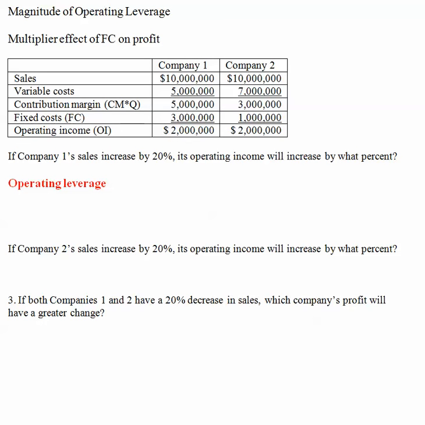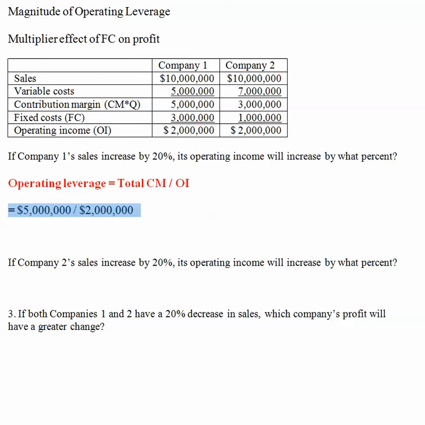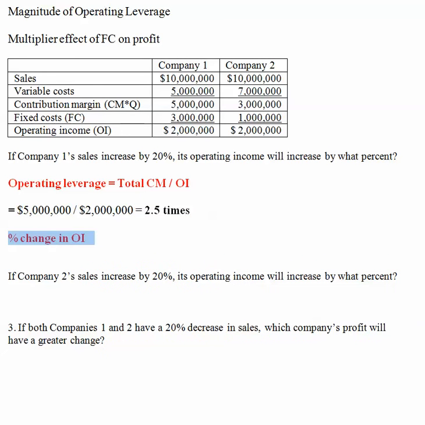The way you figure it out is you first are going to figure out your operating leverage, and that's sort of the multiplier effect. You take your total contribution margin divided by your operating income, your 5 million divided by your 2 million. So company 1 has a 2.5 times operating leverage multiplier. Now that doesn't mean anything until you actually multiply it by your percentage change in sales.